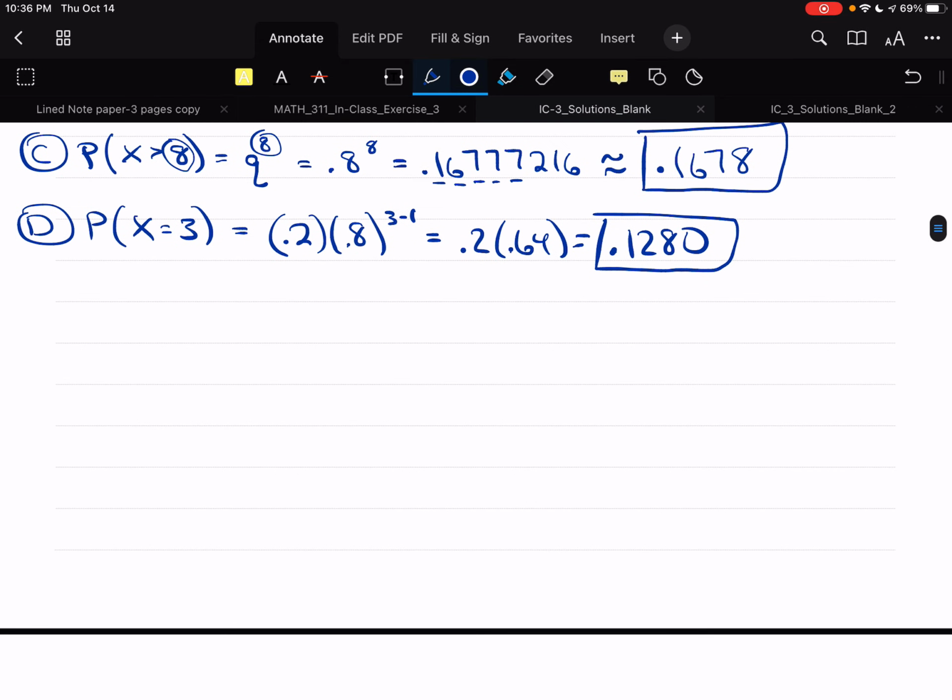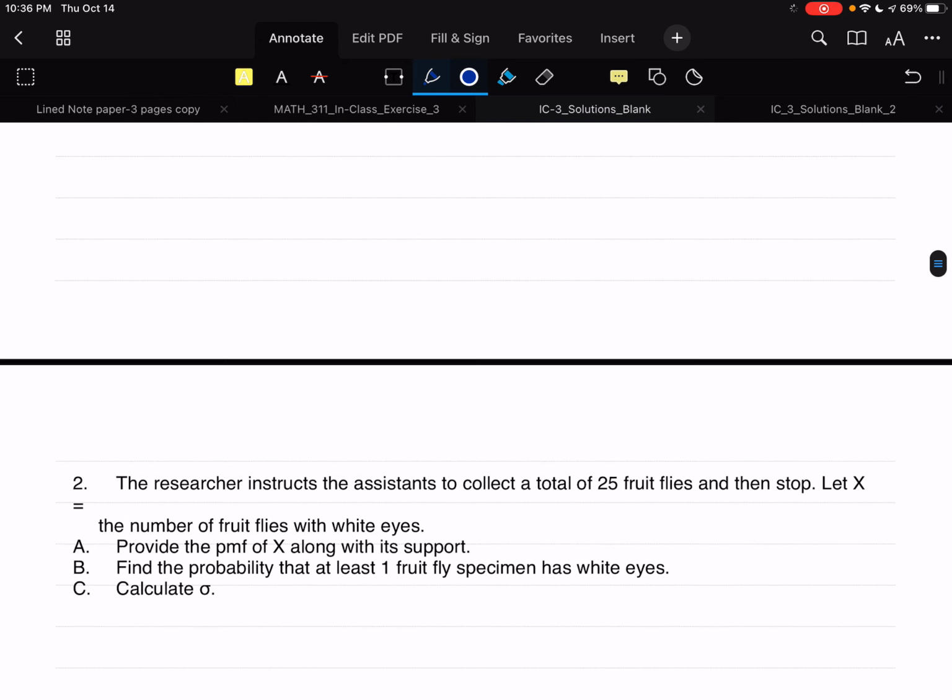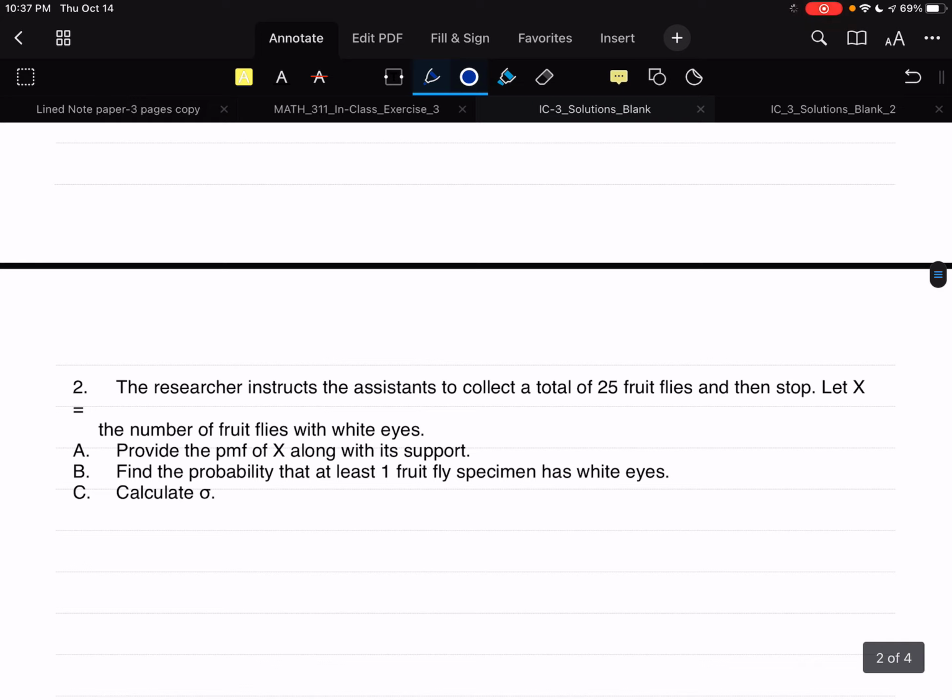If the student selected problem number 1. Now problem number 2 uses the same information, and now the researcher instructs the assistants to collect a total of 25 fruit flies and then stop. So X is the number of fruit flies with white eyes.